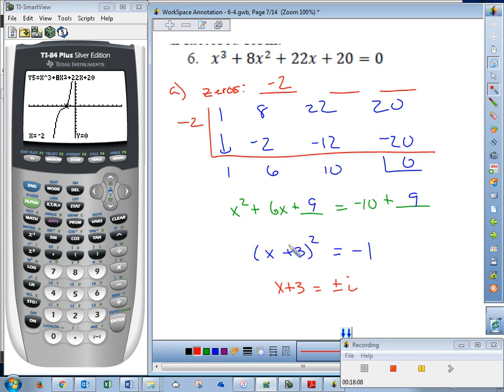Square root both sides and get this. X equals negative 3 plus or minus i. So -3 plus i, -3 minus i. That's just part A.